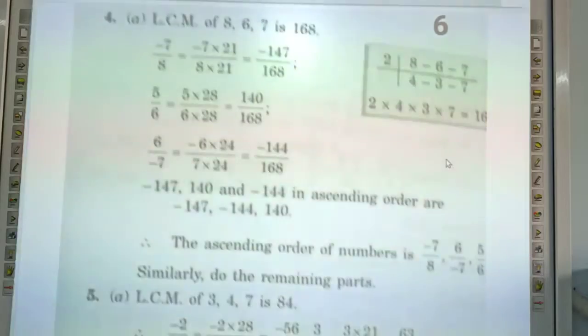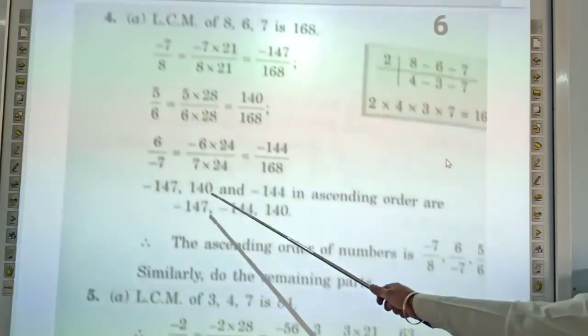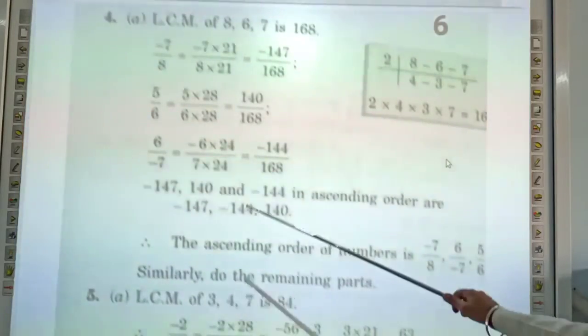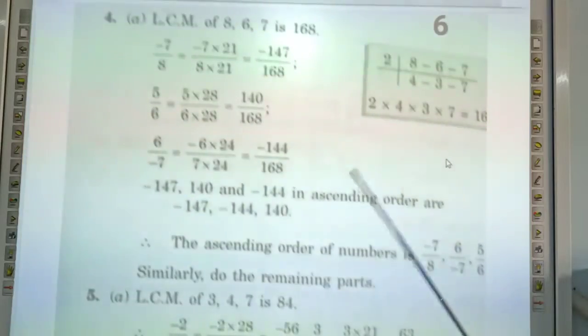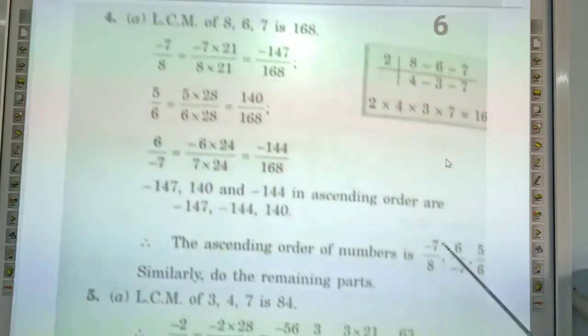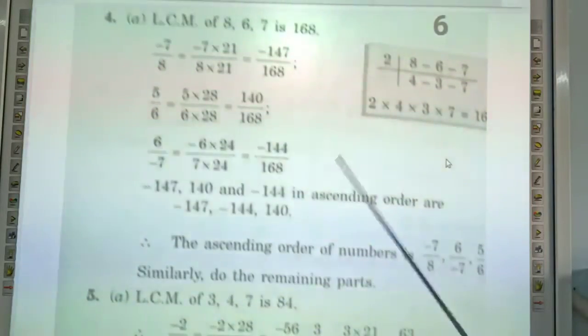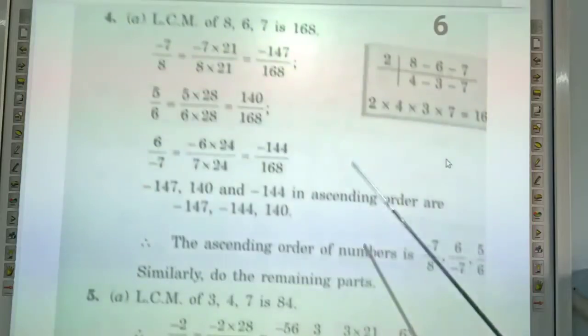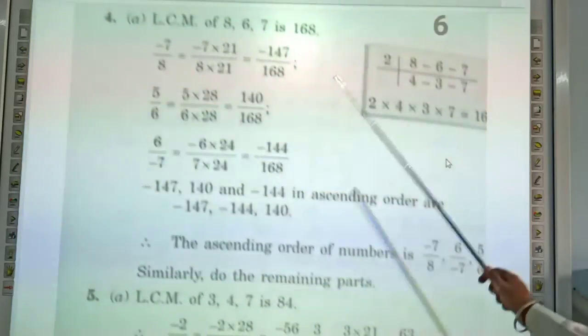And if you get a question to arrange the rational numbers in descending order, you just have to do the last two steps in reverse order. Descending order means from greater to smaller. When you write in descending order, it will be 5 upon 6, 6 upon minus 7, at last minus 7 upon 8. So in this way you can write the three rational numbers in both ways, ascending order as well as descending order, after converting them to the same denominators with the help of the LCM.